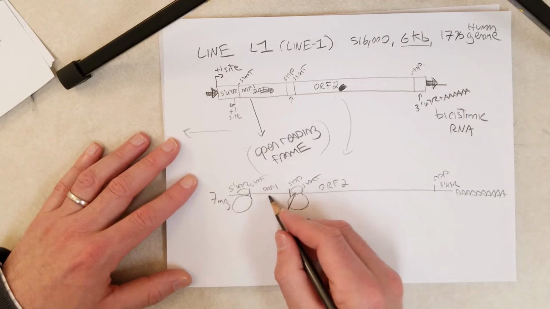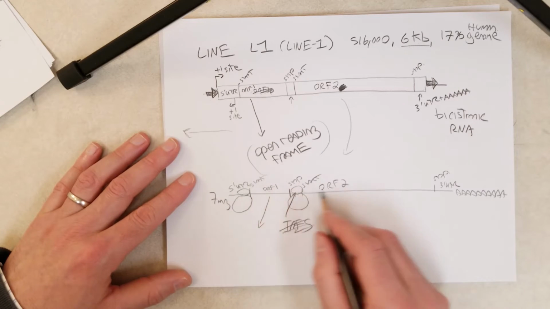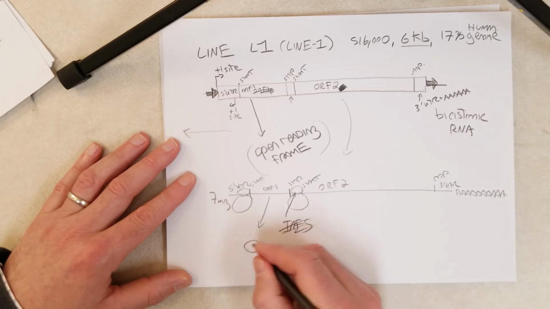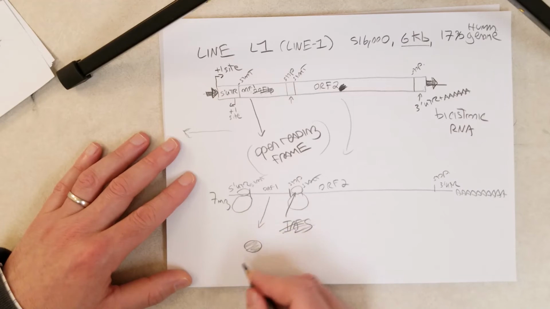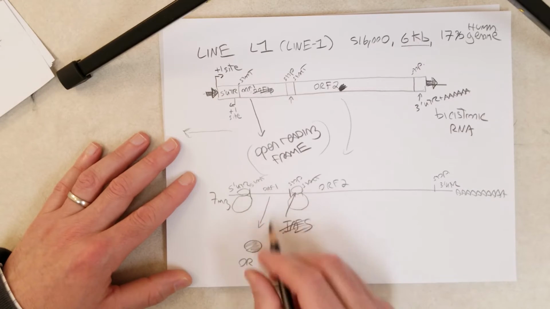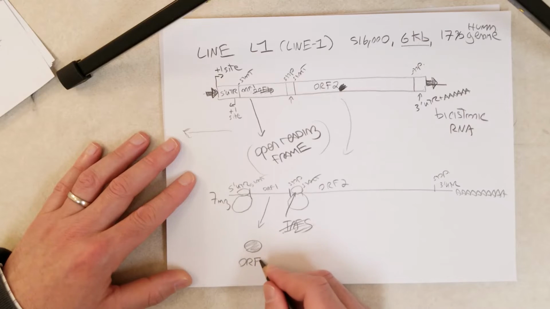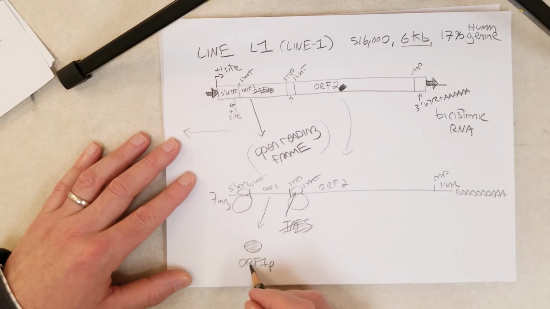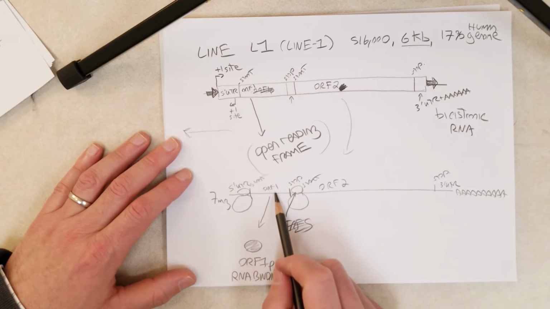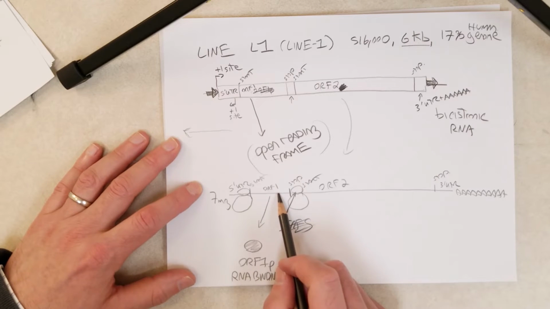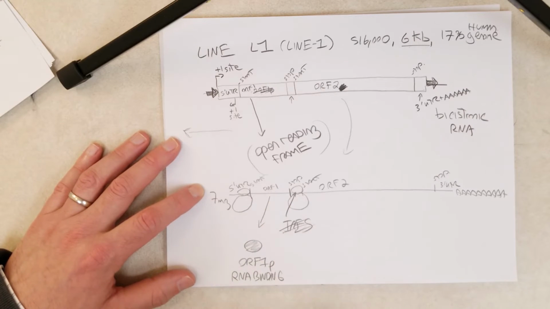But what we need to know is that once ORF1 is translated, we're going to get a protein called ORF1P. And what ORF1P does, it's an RNA binding protein. It binds RNA, and specifically it has an affinity for the line 1 messenger RNA. So it binds the line 1 messenger RNA.